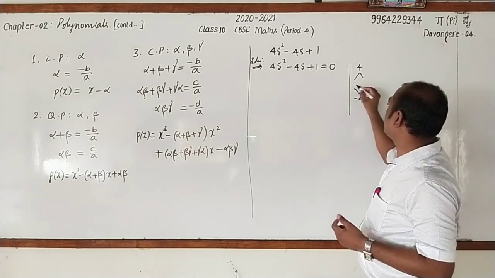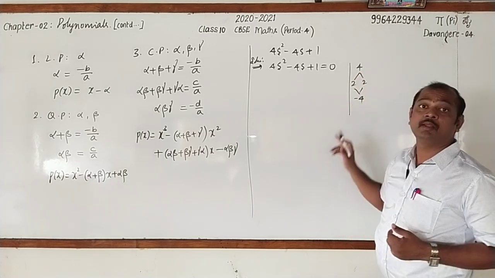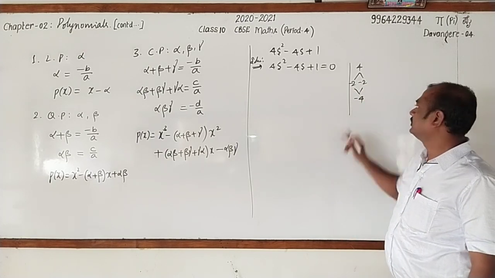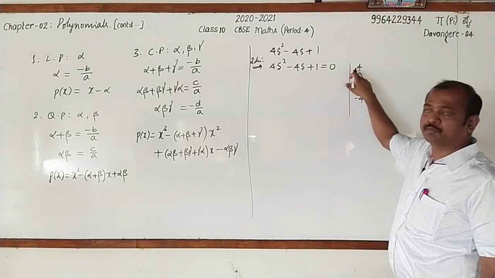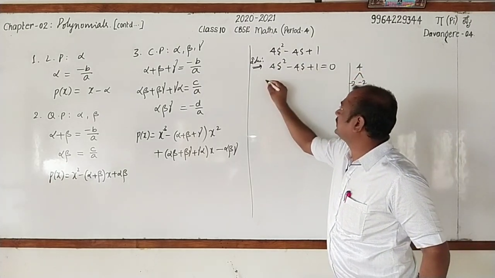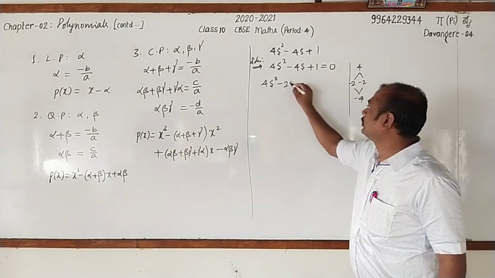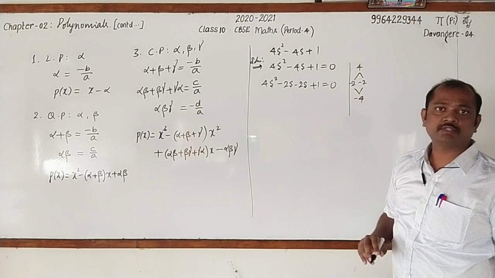And the factors are 2 and 2. See that 2 2s are 4. 2 plus 2, 4. But we want minus 4. So I take minus 2, minus 2. Minus 2, minus 2, minus 4. Minus 2 into minus 2 is plus 4. Now we can write this statement as 4s square minus 2s minus 2s plus 1 equal to 0.